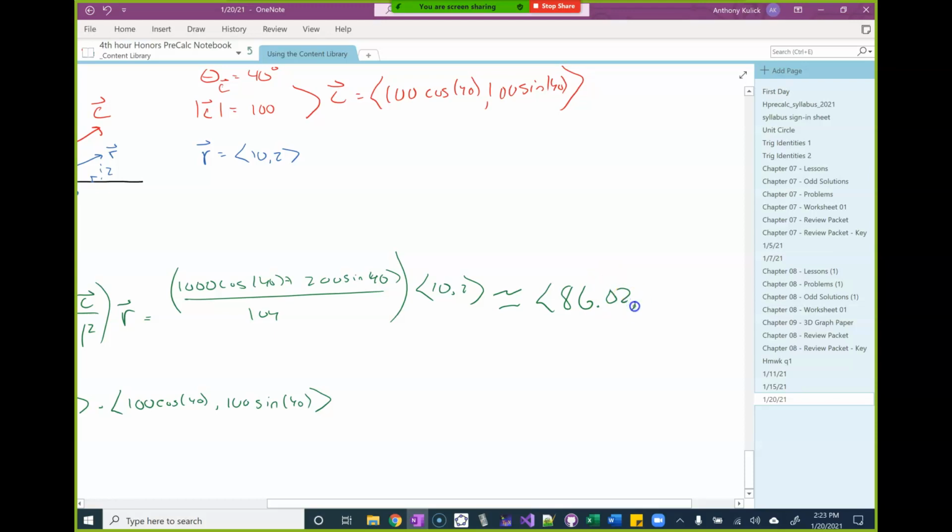And then for my answer, the projection of C onto R, we want the magnitude of that, which is about 87.72 pounds up the ramp.